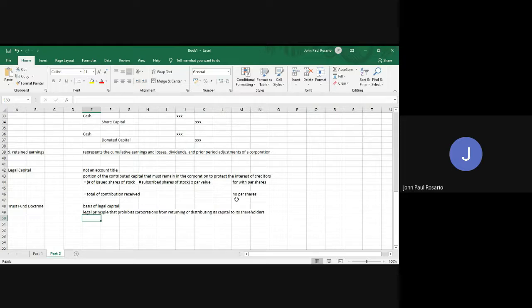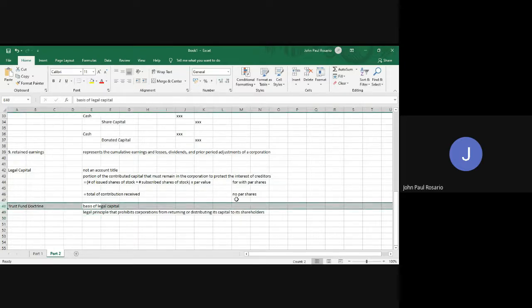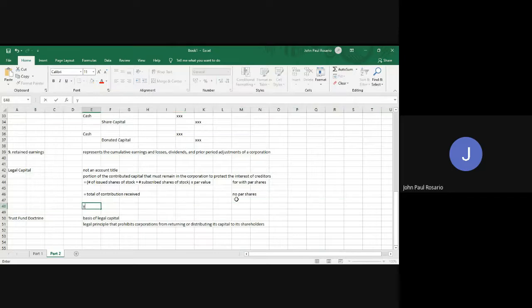Okay. So, again, for the computation of your legal capital, guys, the balance of your subscription receivable has no bearing. Meaning, dili siya maka-affect. Basta kay number of shares nga gi-subscribe plus number of shares nga gi-issue, i-multiply nimo sa par value, that's for your with par shares. Tapos kung no par shares, tanan contribution received or receivable. Okay?